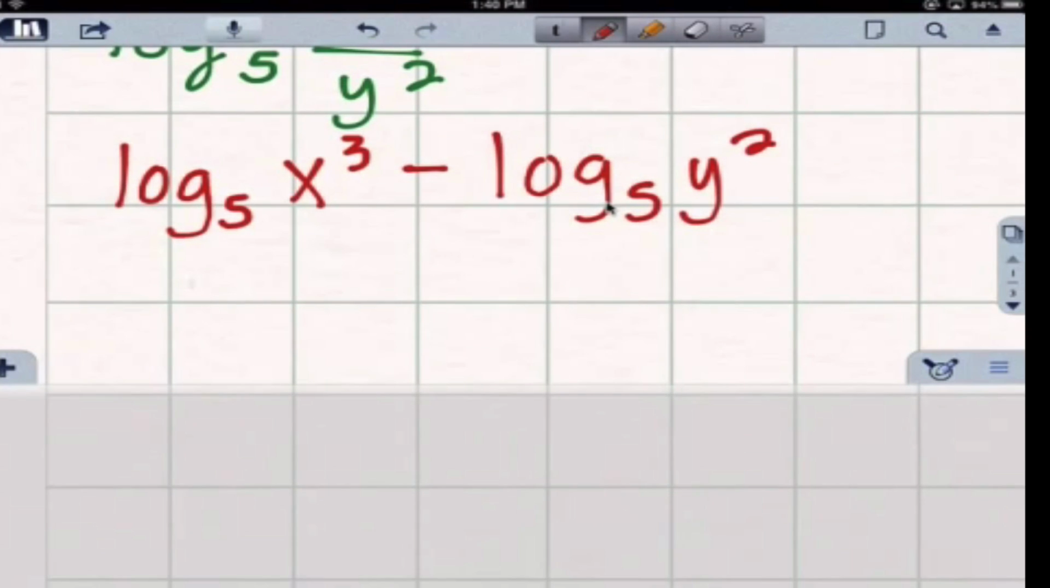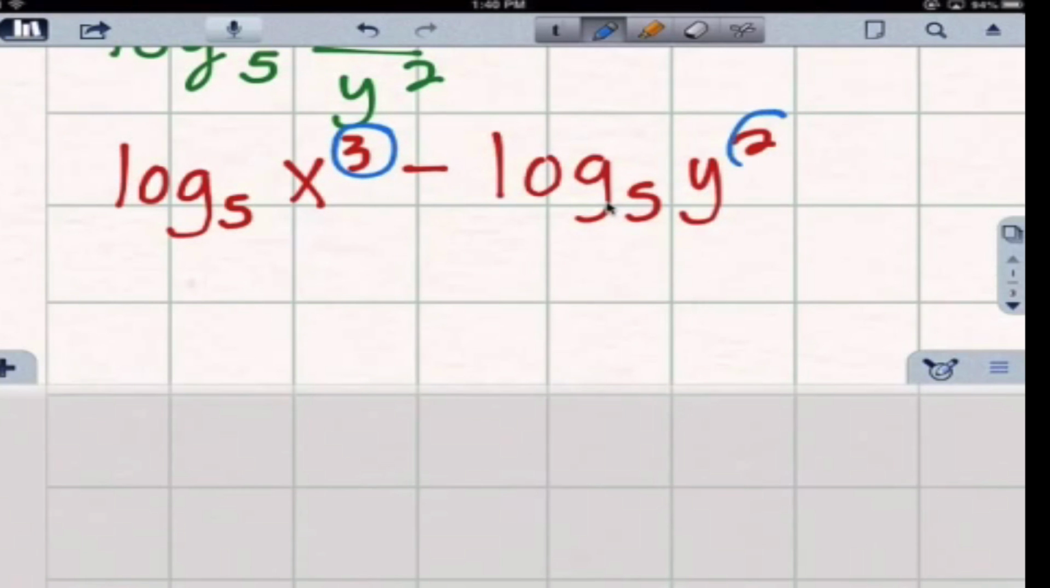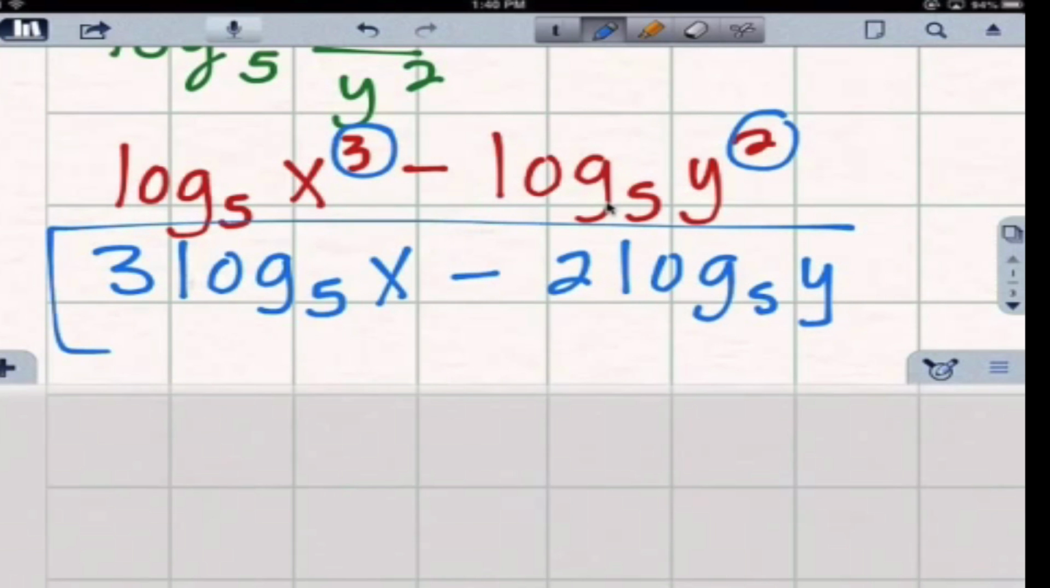And now what I'm going to do, I need to look and see, do we have any exponents? And I can see that we do. So I'm going to have to bring those out in front. And I get 3 log base 5 of x minus 2 log base 5 of y. And that would be our final answer. That's actually all we can do with that. Okay, so first thing we look for, multiplication, division. Then we move our exponents to be our coefficients.